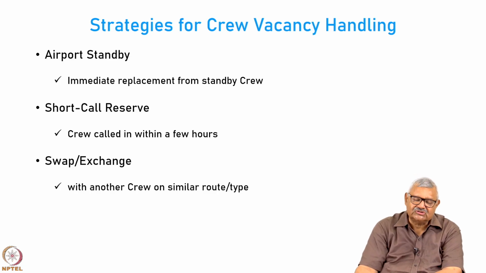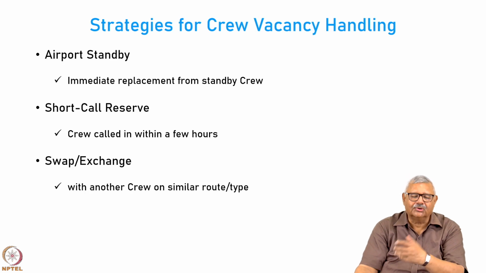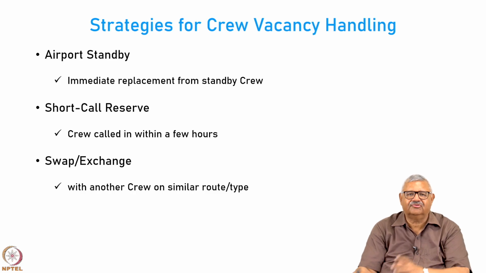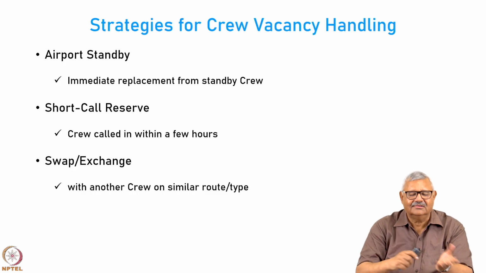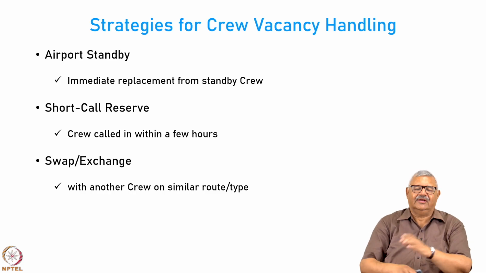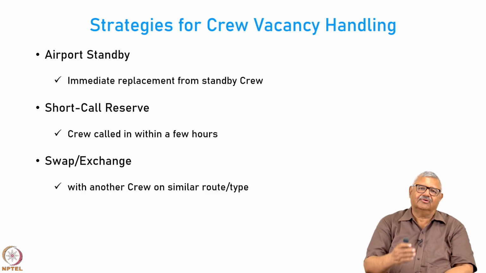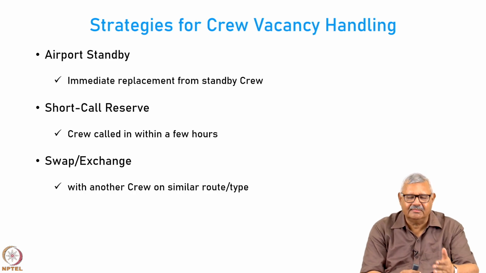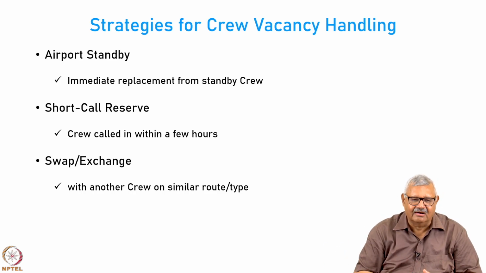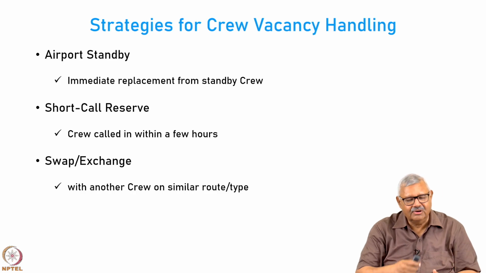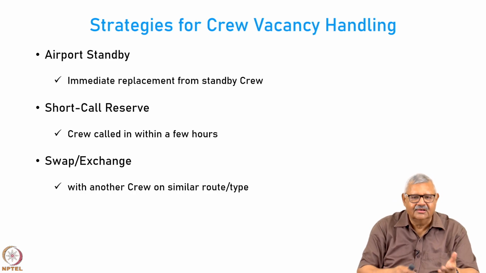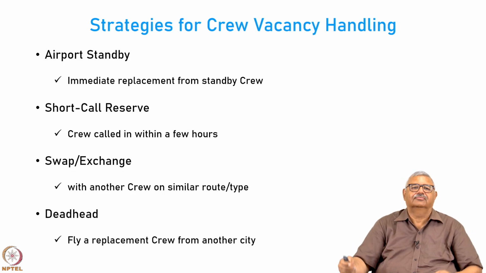Then you can also go for swapping or exchanging. One crew member who is legally allowed to go on that particular aircraft on that particular route just swaps with somebody else. This can happen, for example, if one crew member has limited FDTL remaining. Let us say there are 4 hours remaining, but the flight requires 5 hours. Another crew member has 6 hours remaining because they have done a shorter flight. So, you just swap and you continue.